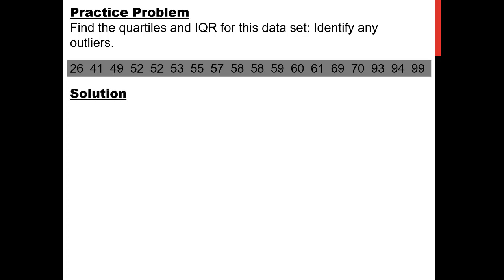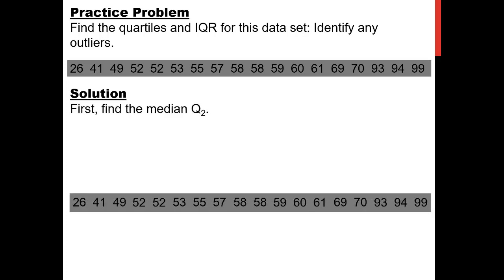Okay, so let's look at the solution. We're going to find our median first. In this data set, we had an even number of data entries. There were 18 entries. So to find our median, Q2, we need to look for the 2 central entries and find their average. The average of 58 and 58 is 58. So my median is 58.